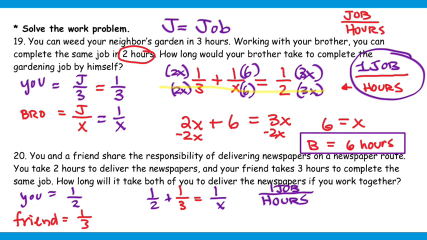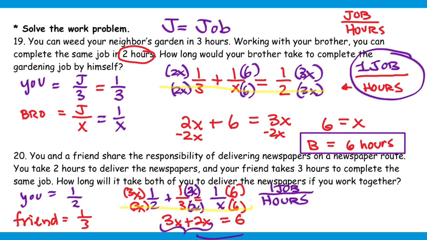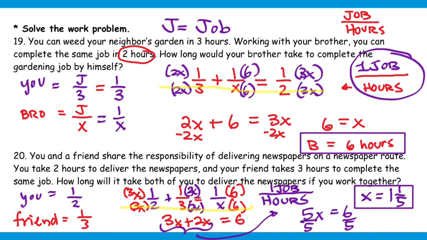Once we have our equation, again, we get a common denominator, and we multiply whatever's missing to the top values. We get rid of the denominator and just solve for our equation. And we see 5x equals 6, or the job together is going to take 6 over 5, which is 1 1/5 hours, which is basically an hour and 12 minutes.